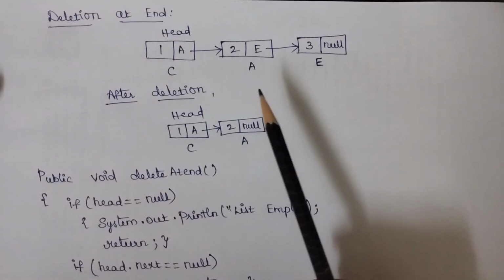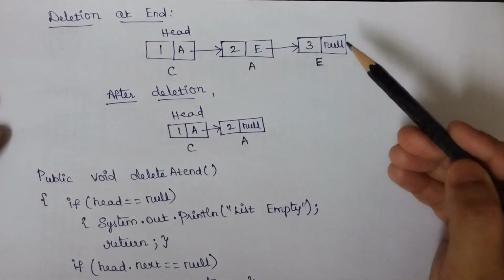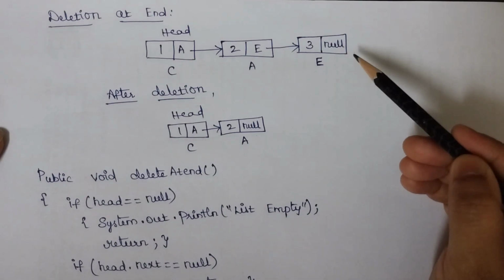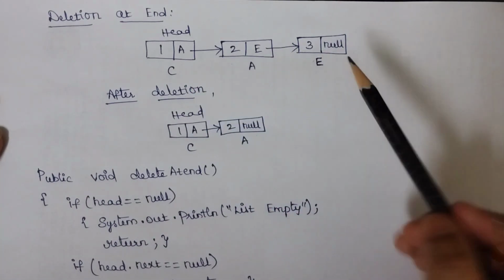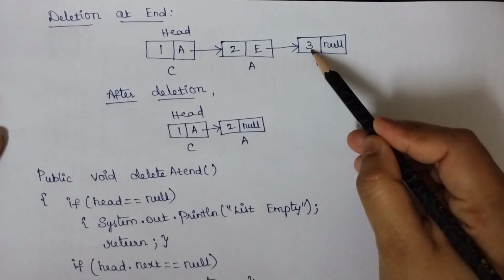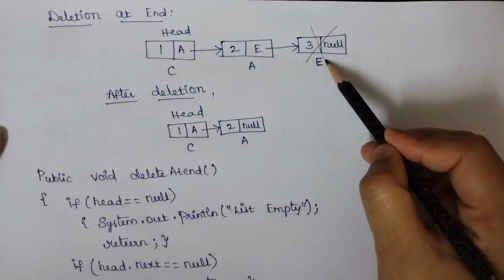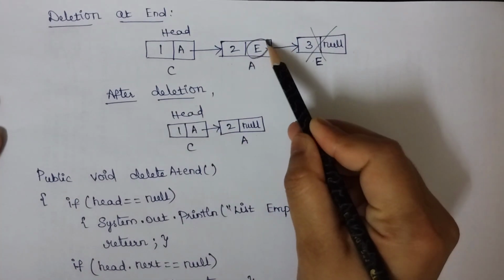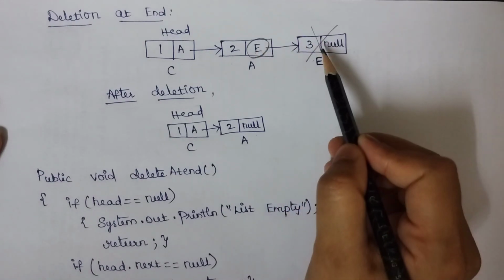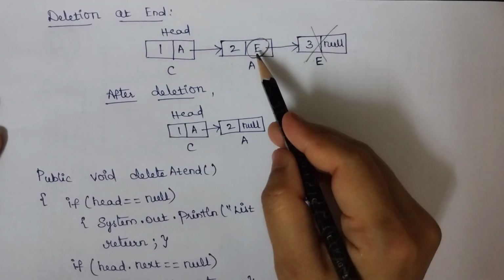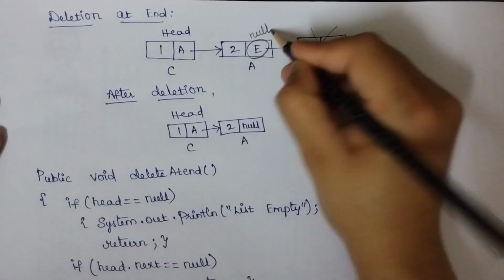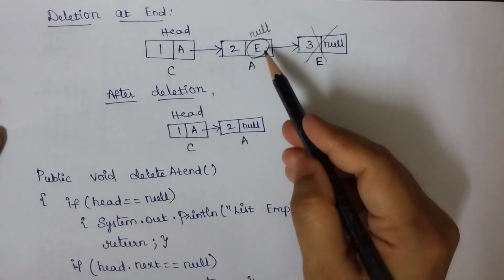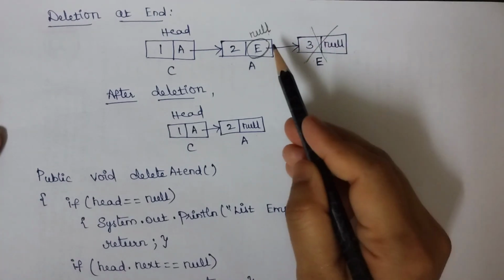The next is deletion at end. How do you delete a node that is present at the end of the list? If you delete a node at the end, what changes do you need to make? This is my existing list, where the last node has the data value 3. I want to delete this node from my list. If I delete it, I need to make a change in the previous node. Right now its next pointer is pointing to this node, but if I delete this node, it shouldn't point anywhere, because it will be my last node after deletion. So it should point to null. This change I need to implement when performing deletion at end.